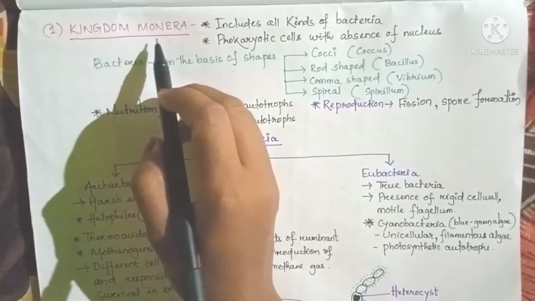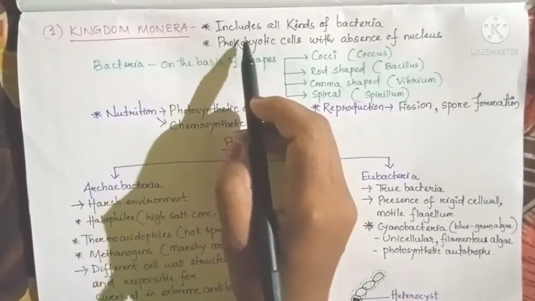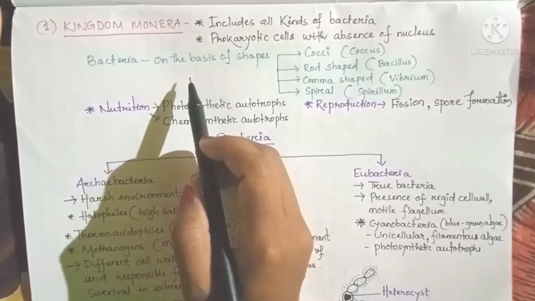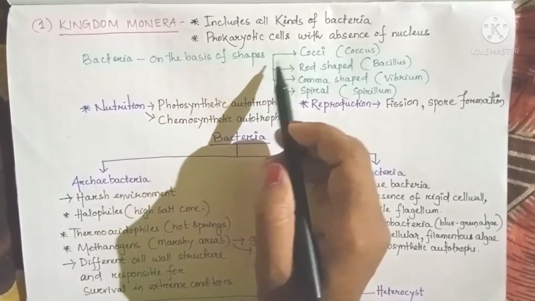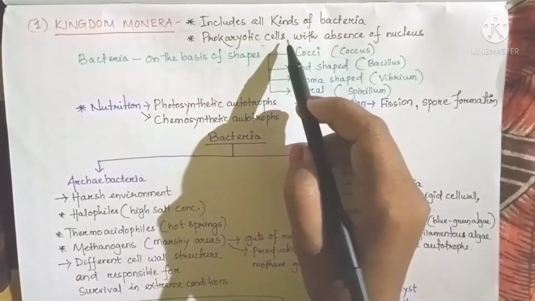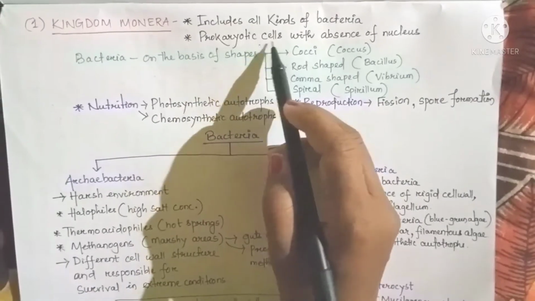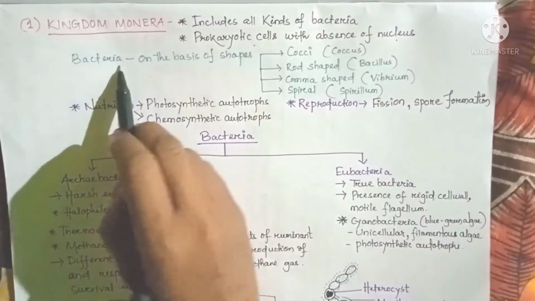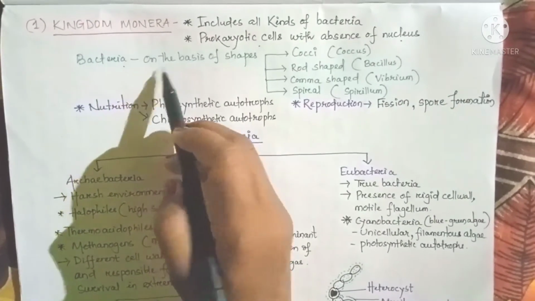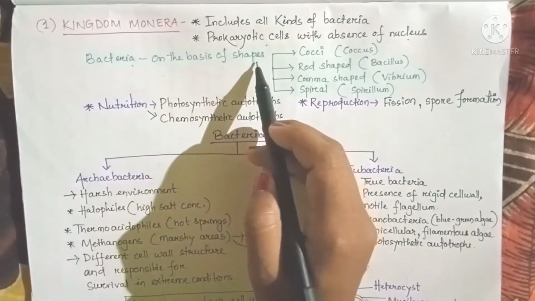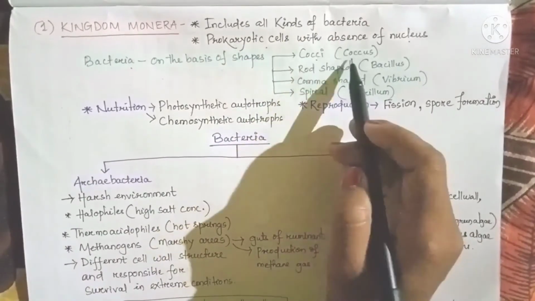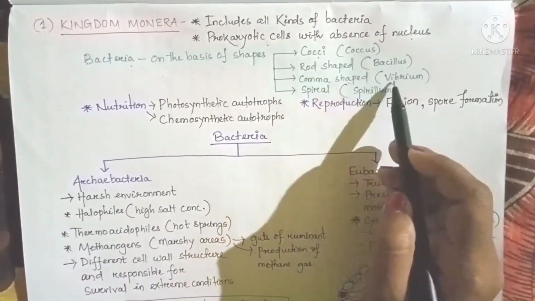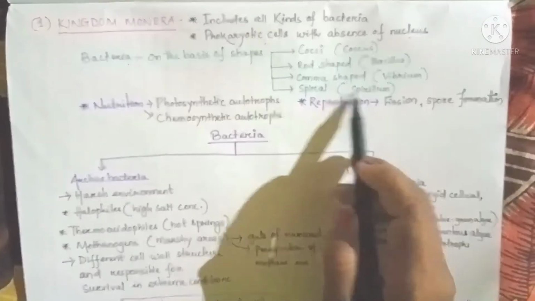The first kingdom is Kingdom Monera. It includes all kinds of bacteria. All organisms present in this kingdom are prokaryotes. They have prokaryotic cells with absence of a nucleus. Bacteria are classified on the basis of shapes. First is cocci, that is coccus, rod-shaped bacillus, comma-shaped vibrio, and spiral spirillum.